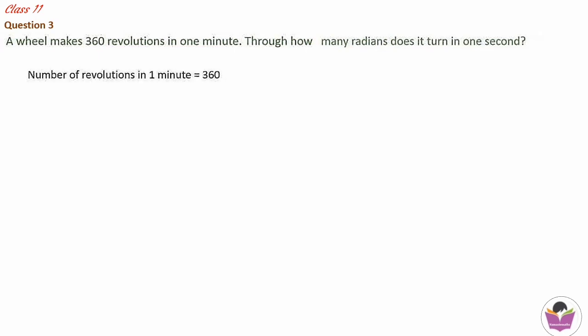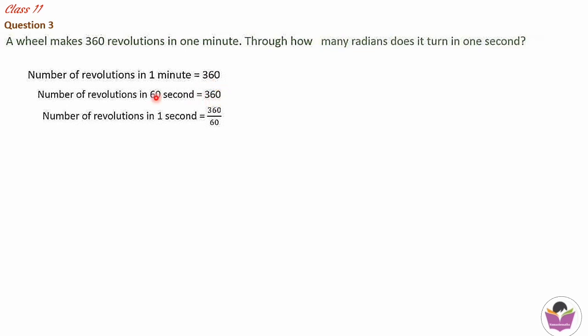Here, number of revolutions in 1 minute it is given to us. That is 360. From the question, we are writing number of revolutions in 1 minute, that is 360 revolutions. That is, number of revolutions in 1 minute means 60 seconds. Number of revolutions in 60 seconds is equal to 360. Why we are writing in second terms? Because we are asked to find out the angle in which this wheel is turning in 1 second. That is what we have to find out in radians. So that's why this minute we have to change it into second format. 1 minute means 60 seconds is equal to 360. From here, number of revolutions in 1 second. From 60 seconds, it makes 360 revolutions.